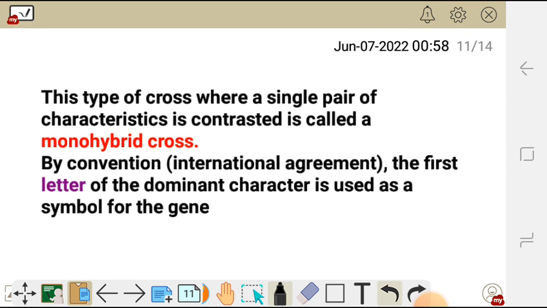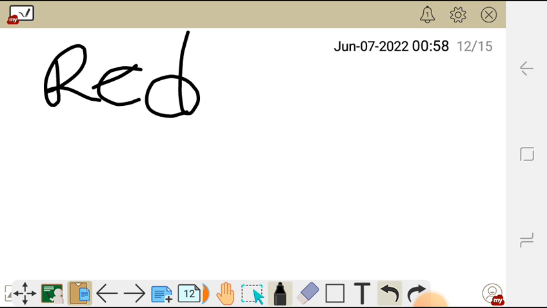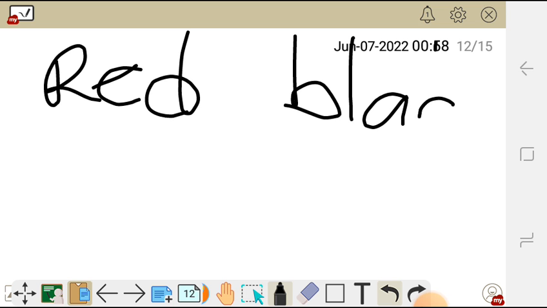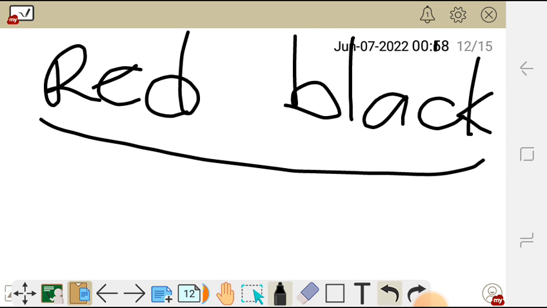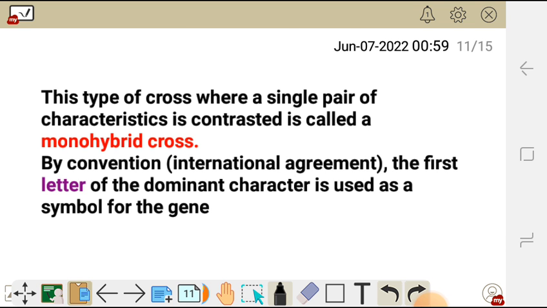So this type of cross, where a single trait is contrasted, is what we call a monohybrid cross. A monohybrid cross is a cross in which one trait is considered, let's say color, which is, let's say, red and black. This is a single trait, which is the color of the flower. So he considered one trait at a time. When a single trait is passed on from one generation to another, we call that kind of cross a monohybrid cross.